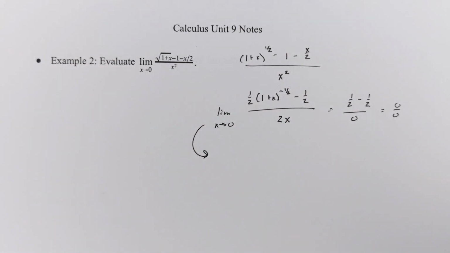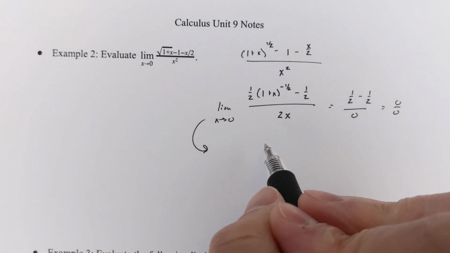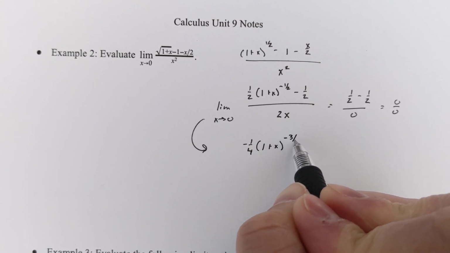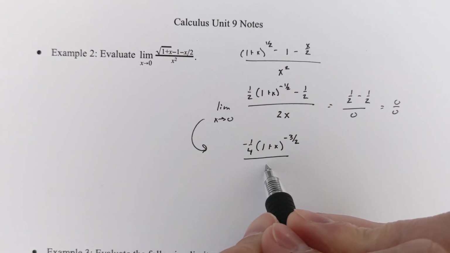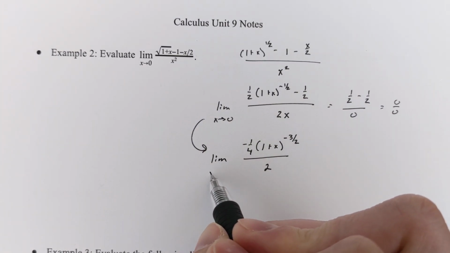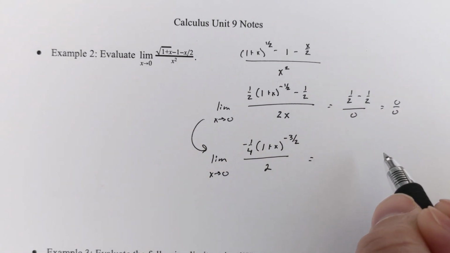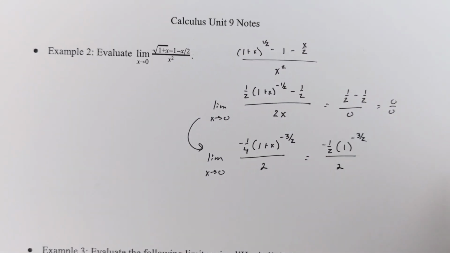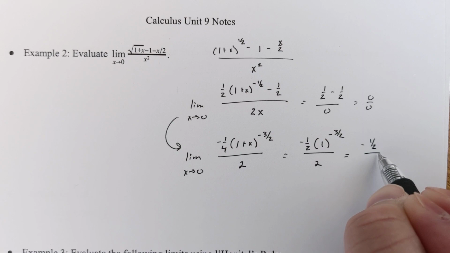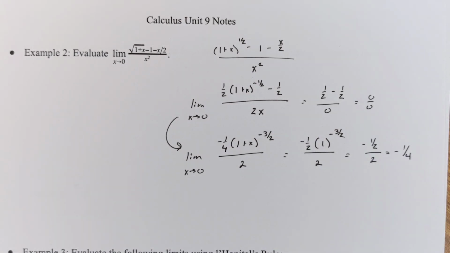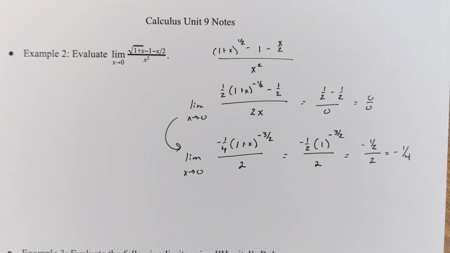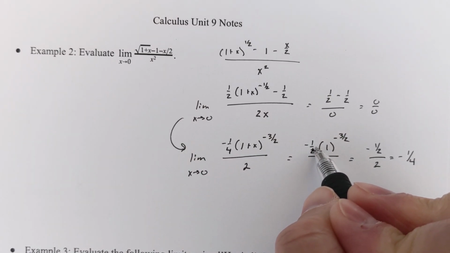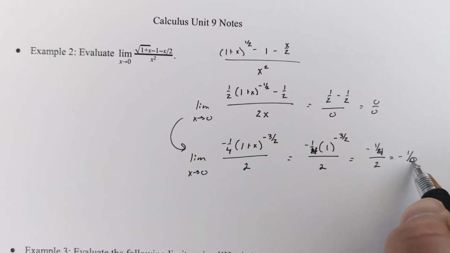So I have to do L'Hopital again, and take the derivative a second time. Now I get negative 1/4, 1 plus x to the negative 3/2. Then that goes away, and the bottom is now just 2. Now let's try this. This becomes negative 1/4, 1 to the negative 3/2, all over 2. So that's negative 1/2 over 2, which is negative 1/4. Nope. That should be a 4, which means that is an 8, negative 1/8.